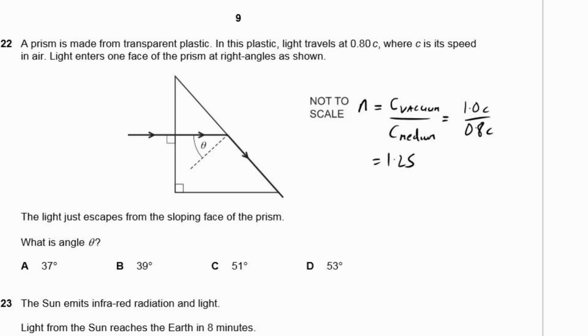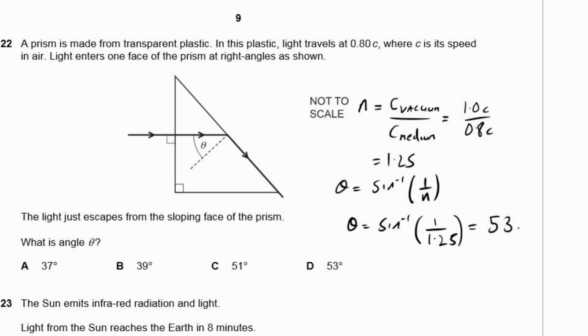And for our situation here, the light just escapes. We're interested in the angle for total internal reflection. And that angle is given by sine to the negative 1 of 1 over n. So the angle that this happens at is sine to the negative 1, and make sure your calculator is in degrees when you do this calculation, of 1 divided by n, that's 1 over 1.25, and that will give you a value of 53.2 degrees. So if it just escapes, 53 degrees it is.